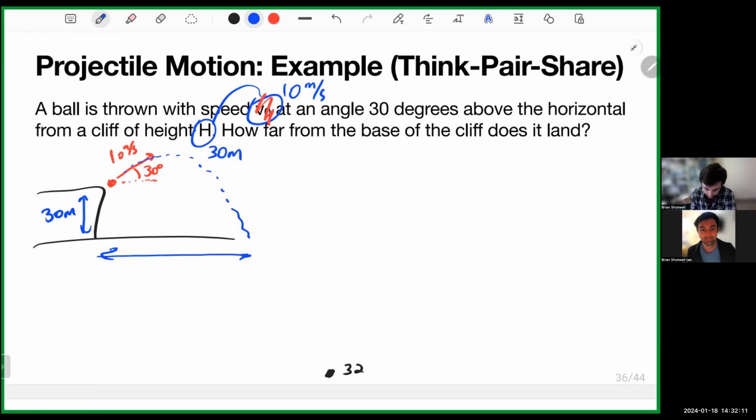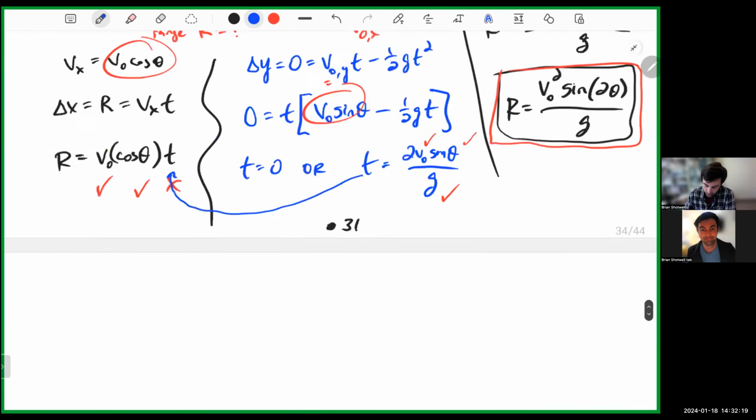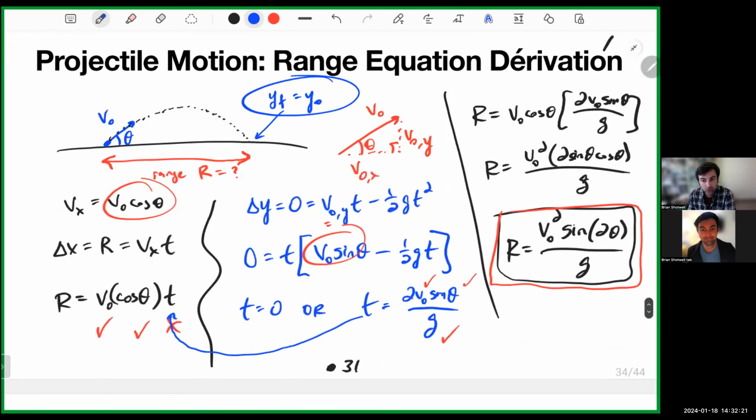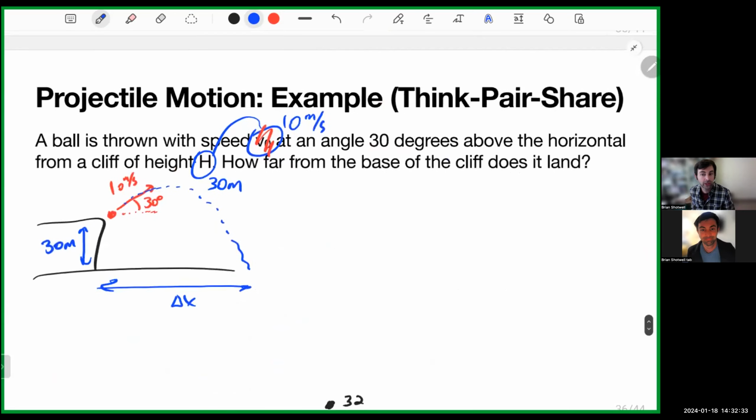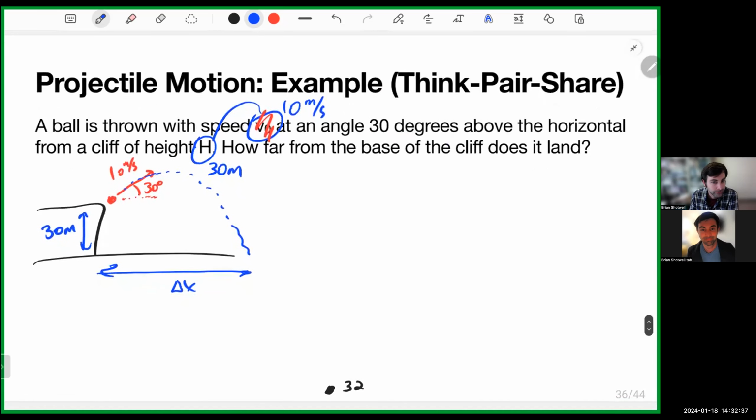So the motion of this is going to look like this, and we want to know how far from the base of the cliff this is. I'm going to call this, well, we'll just call delta x. I don't want to call it r, the range, because we can't use this formula. So I'm not quite going to call it range. Remember that we had to have that the final elevation was equal to the initial elevation in order to use this formula. So if that's not true, like for this problem, you can't use that equation. It's not relevant here.